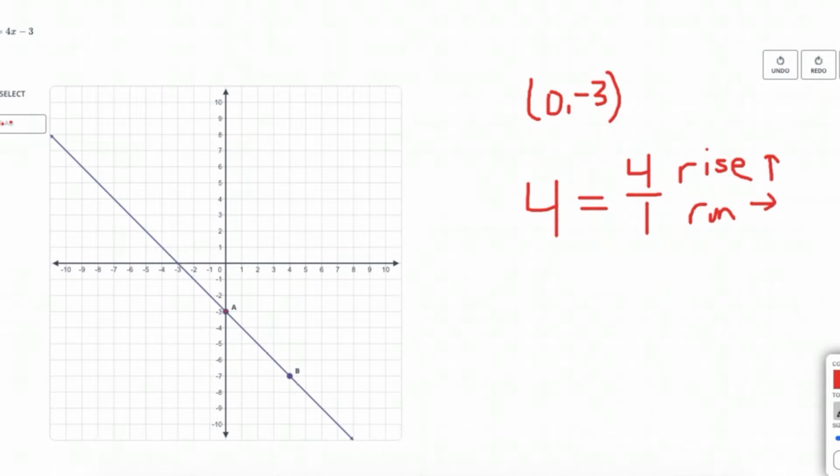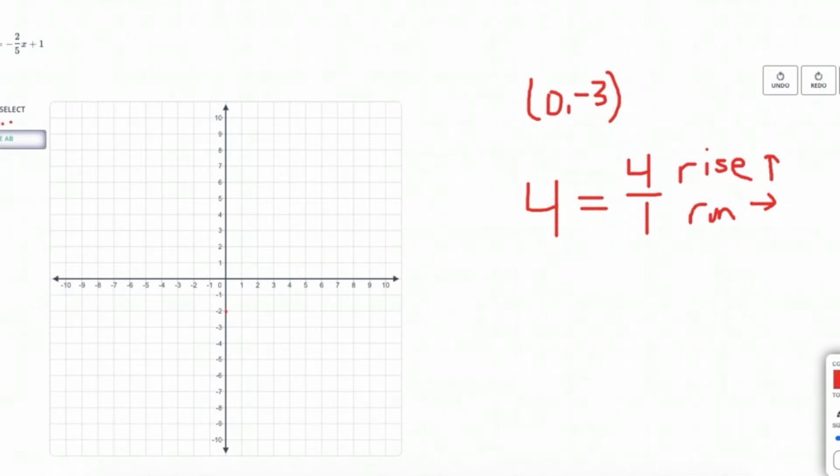So let me grab my second point, right? And notice, I'm going to start at my original point. So here I am, my mouse at my y-intercept. Now I'm going to go up 4, 1, 2, 3, 4, run 1. And that's where I'm going to drop my second point. Okay, so that's one question in Elastic. Let's look at one more together.